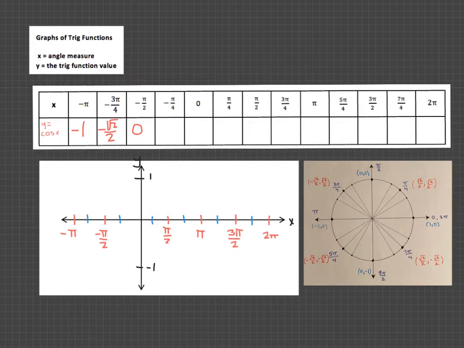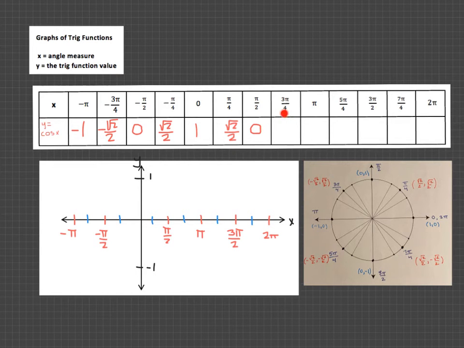Now, negative pi over 4. So clockwise direction, we get to this angle. Here is the point that's going to give us the cosine value, and we have a positive square root 2 over 2. For x equal to 0, that's just right here. We pick up the cosine value is 1. Pi over 4, we get this angle here. Cosine value is square root 2 over 2. For x equal to pi over 2, our cosine value is 0.